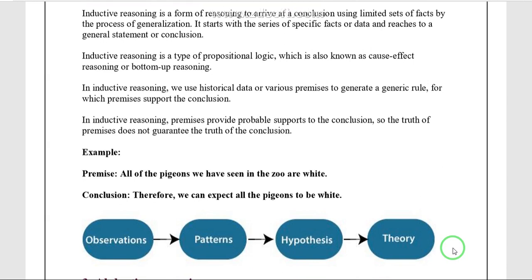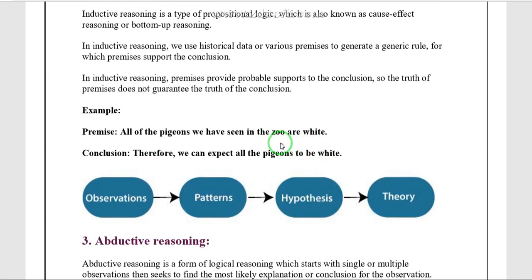The example is: all of the pigeons we have seen in the zoo are white. The premise is that all the pigeons in the zoo are white in color, so we can expect that all pigeons are white. Is this statement right or wrong? With the help of these premises we would say it is right, but basically we know the pigeons come in different colors: orange, black, white, sky blue, black and white combinations.